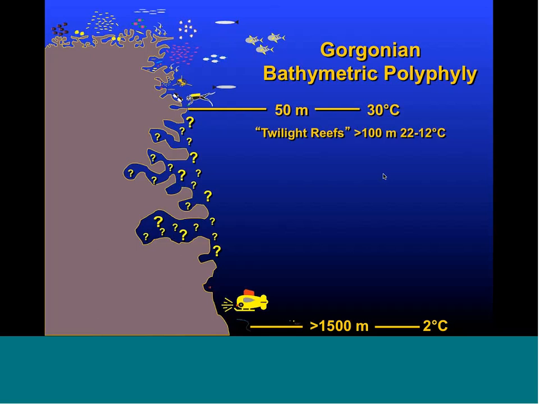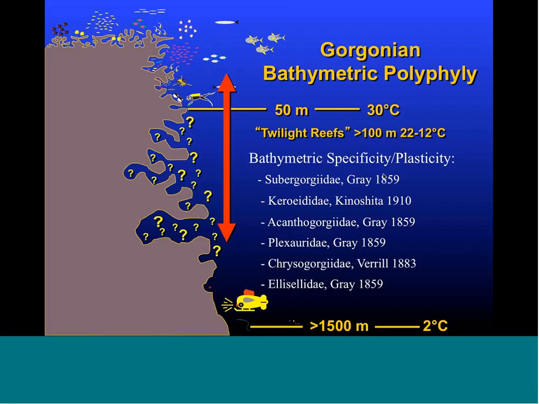So what I'm seeing is what we call Gorgonian bathymetric polyphyly. Oh my God, look at all those syllables. Bathymetric is another way of saying depth. Polyphyly is like what we think are very similar, closely related groups are actually very different. And I'm looking at loads of different groups here and species within these groups to try and find out why they seem to be so different.